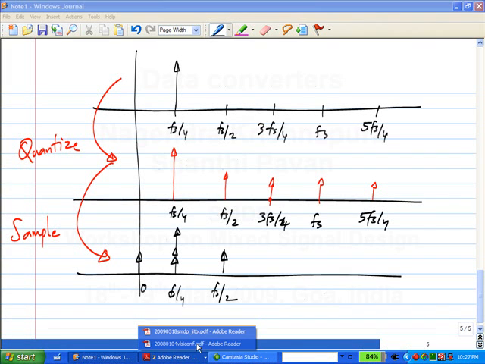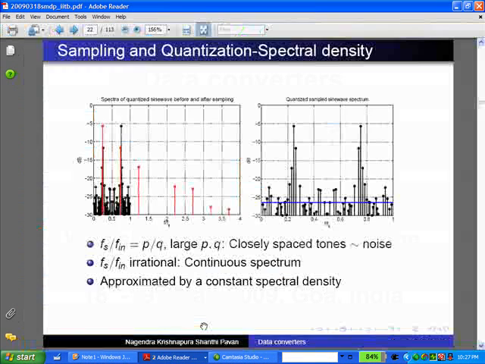So especially if Fs by Fin is some integer ratio where P and Q are small integers, it doesn't look like noise. If P and Q are large integers, you will get a large number of tones and it will look like noise. And if this ratio is irrational, it will actually be quite continuous. Okay. So that will come into picture later.